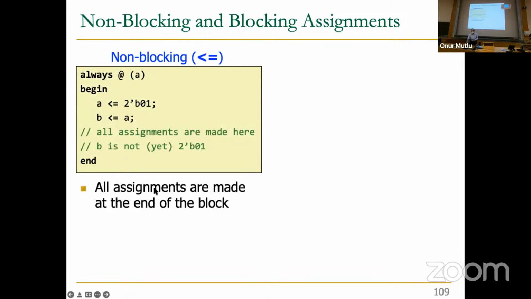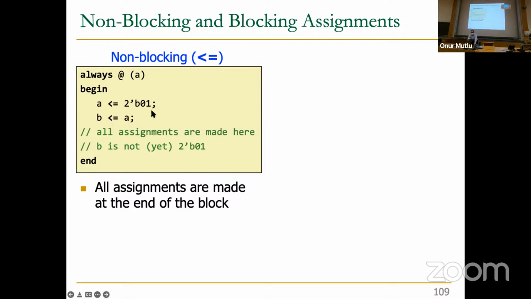All assignments are made at the end of the block. So A gets value 1, B gets the value of A. The value B gets is not dependent on the previous statement. Make sense? That's where Verilog differs from a normal sequential programming language. It really models the state not changing until the end of the clock cycle, right? So A gets this value, B gets the old value of A, in a sense, what was there before in the block. Hopefully this makes sense, right?